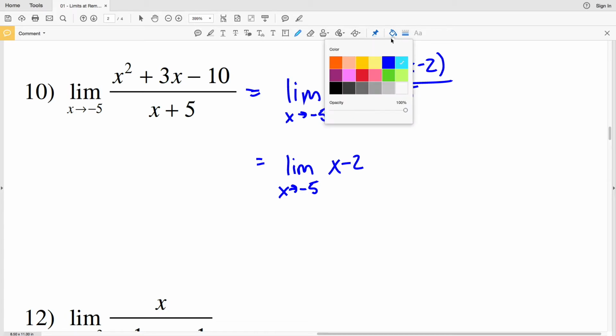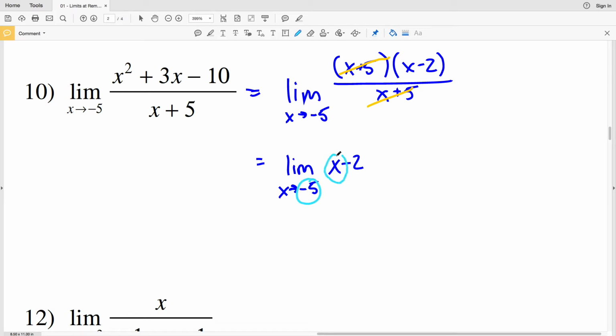So what I'll do now, I'll be able to plug negative 5 in for x. So I'll have negative 5 minus 2 equal to negative 7. So negative 7 is my solution in number 10. The limit of f of x as x approaches a, or x approaches negative 5, is equal to f of a, which is negative 7. But if we were to try to plug negative 5 in for x at the start, we would get 0 in our denominator, which we know is undefined.